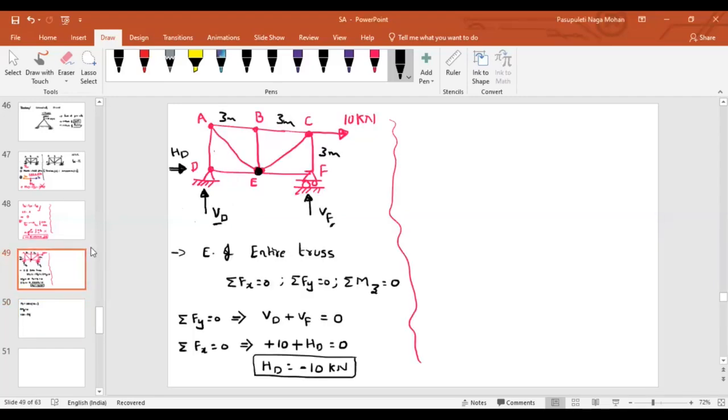Because of this VD, what is the moment at point E? Will it come or not? Because of VD, moment will generate at point E or not? No, sir. Why? How you will find the moment? Moment is nothing but force into perpendicular distance, isn't it?